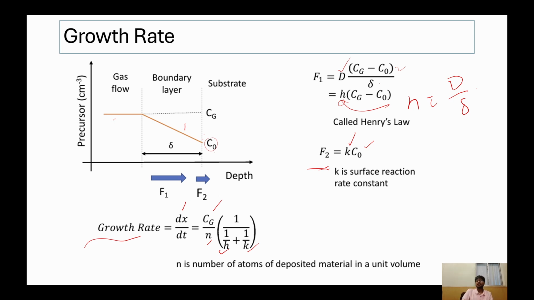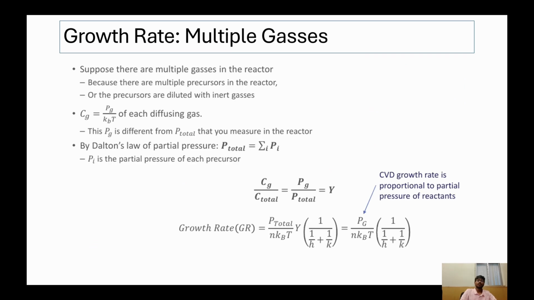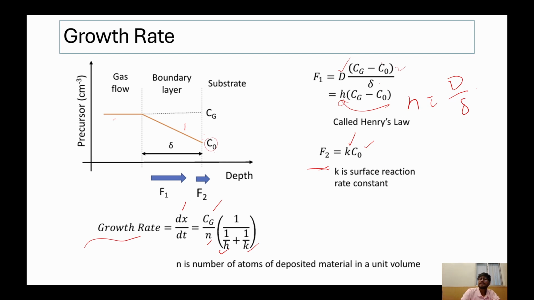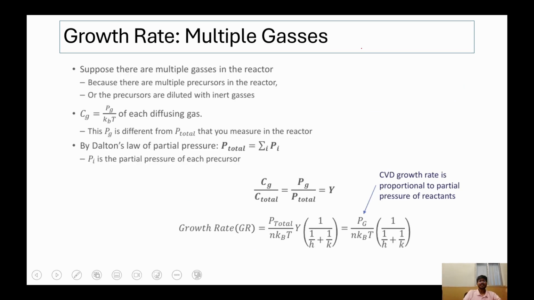Now we will see different regimes, when this is diffusion rate limited and when this is reaction rate limited. But before that, if you are using a system with multiple gases like selenium, oxygen, nitrogen, there are various gases you can use. In that case we are not dealing with the concentrations, but with the partial pressures. We can interconvert concentration and partial pressure.